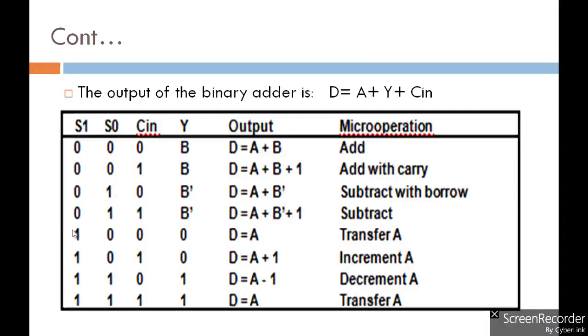Same way, for the different values of S0, S1 and input carry Cin, we have different micro operations from the same circuit like transfer, increment, decrement, addition, subtraction, addition with carry and subtract with borrow. Now let's see how to draw this circuit and how it works. So we will see the working of the arithmetic circuit.